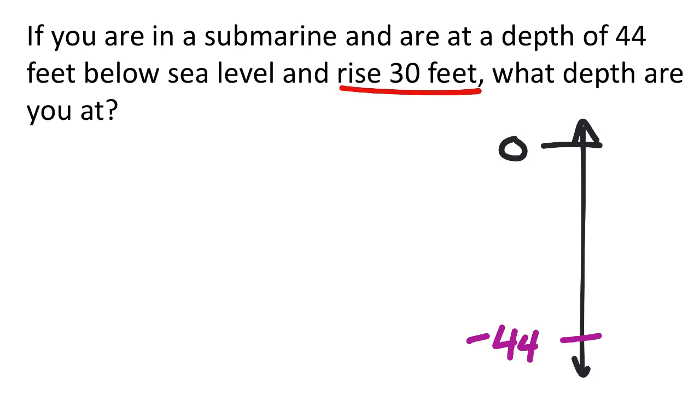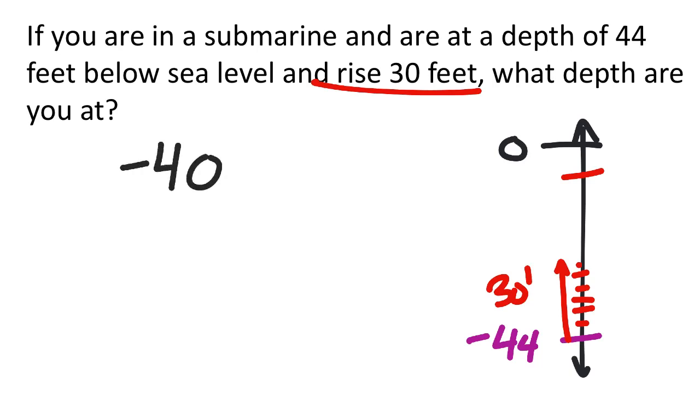But then it says that you rise 30 feet. So I'm going to go up 30 feet, right? Now, again, you could count 30 up in here and then figure out what you get. Or you could write the problem as negative 44, and then you went up, which is an addition problem. I put 40, I meant 44 there. There we go. So we got negative 44 plus 30.